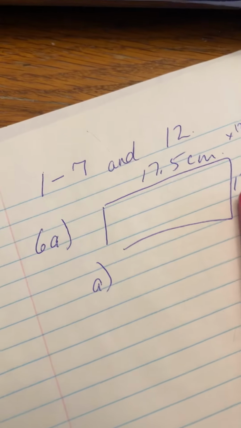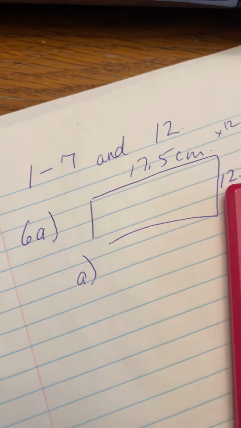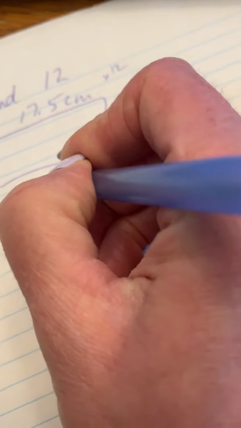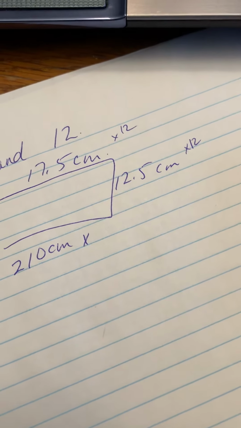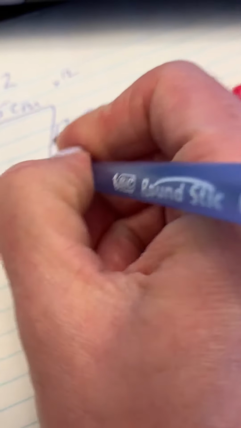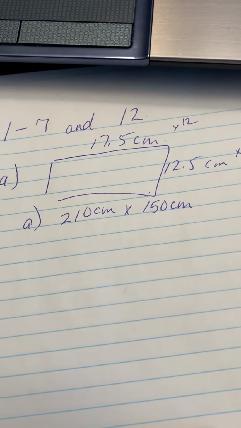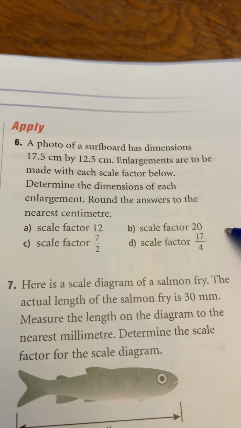So for 6a, you should have just taken your calculator, and you should have had 17.5 times 12, and your new dimension is going to be 210 centimeters by, and then you take your 12.5 and you multiply that by 12 as well, and you should have got 150 centimeters. So if you check at the back of the book, you should have 210 by 150. Okay, so for letter B, we're just going to multiply both pieces by 20.